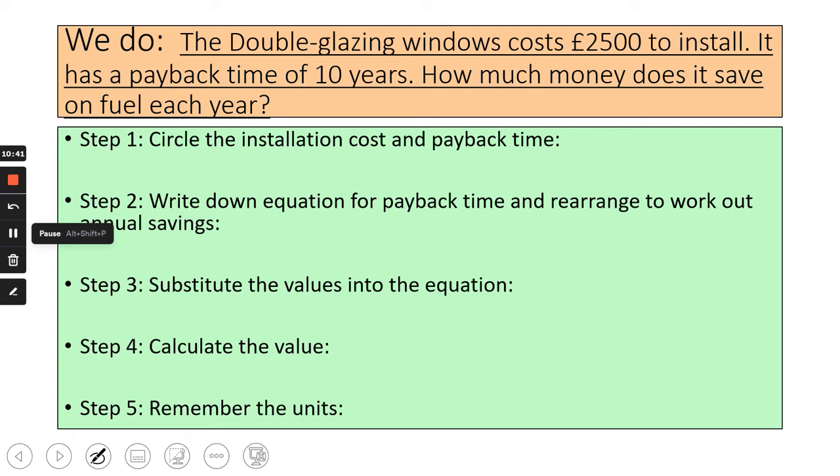So the double glazing window costs £2,500 to install. It has a payback time of 10 years. How much money does it save on fuel each year? So I'm going to start by circling the installation costs and the payback time. And again, if you want to draw the triangle to work out how to rearrange the equation, you can. So rearrange the equation now and come back to the video.